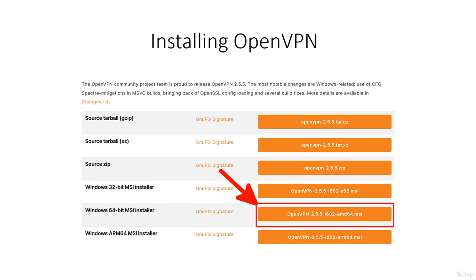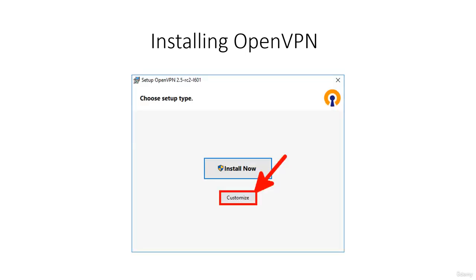So just download OpenVPN. Simply download this MSI, the 64-bit MSI installer, and it will be an exe file. Make sure you install it the same way that I will be showing.